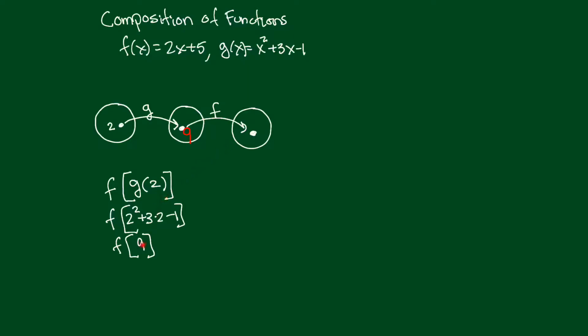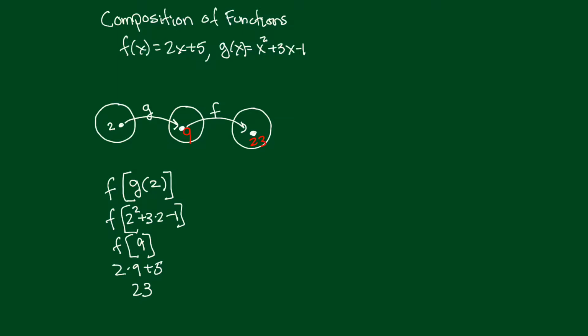So here it is, right here. Put that 9 into f. Where's f? That's all the way up here. Replace that x with a 9. So we'll get 2 times 9 plus 5, which is 18 plus 5, which is 23. So all in all, we started with a 2, processed it with g, we got a 9. We put the 9 into f, and we ended up over here at 23.